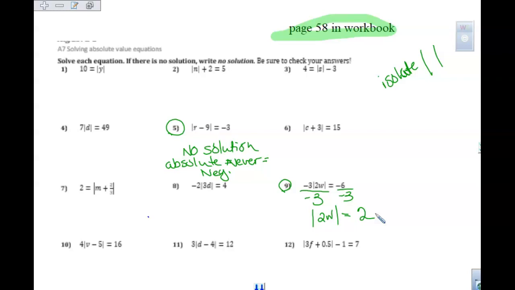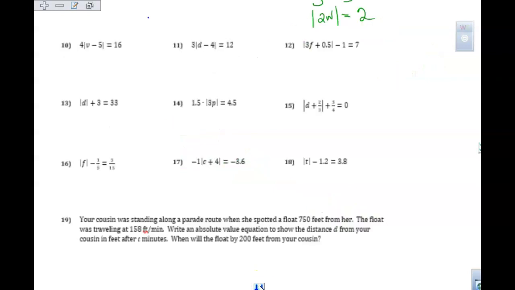But you might find some other ones in here that are going to be no solution, right? Because you have to isolate absolute value first, okay? Let's go down to one everyone always hates, even though it's not that ugly of a one. Let's look at 15 together.